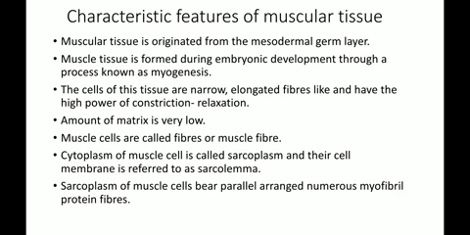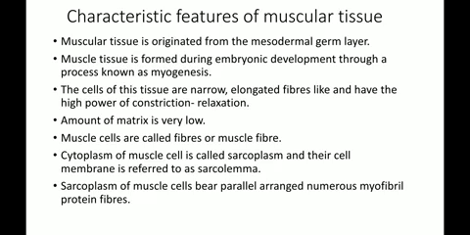Now let's discuss the characteristic features of muscular tissue. Muscular tissue has some important characteristic features, some of which will be discussed here today. The muscular tissue originates from the mesodermal germ layer. As you know, there are three embryonic layers in the embryo of a triploblastic animal: the ectodermal layer, the mesodermal layer and the endodermal layer. Muscular tissue originates from the mesodermal germ layer of the triploblastic animal.